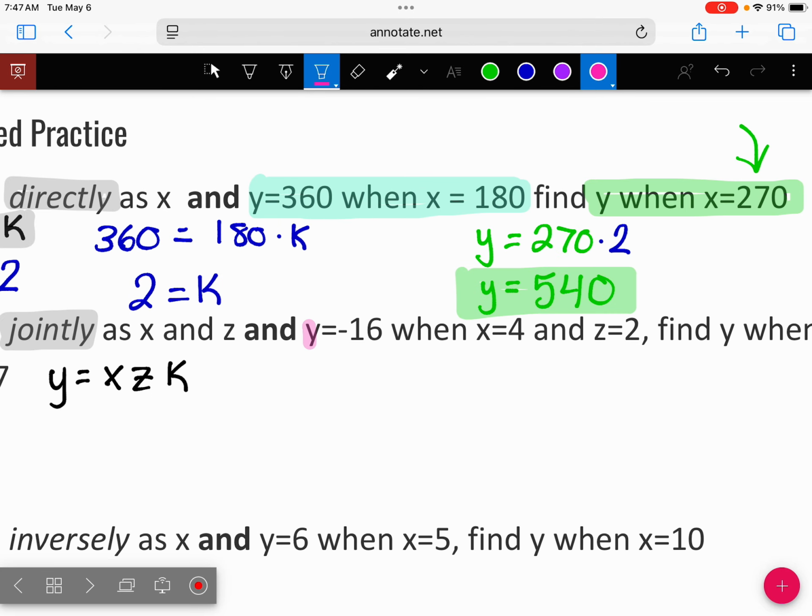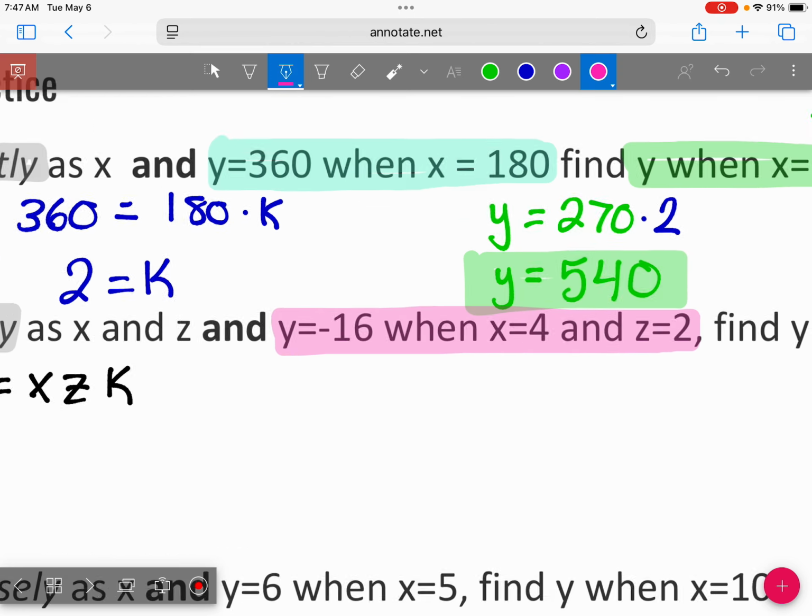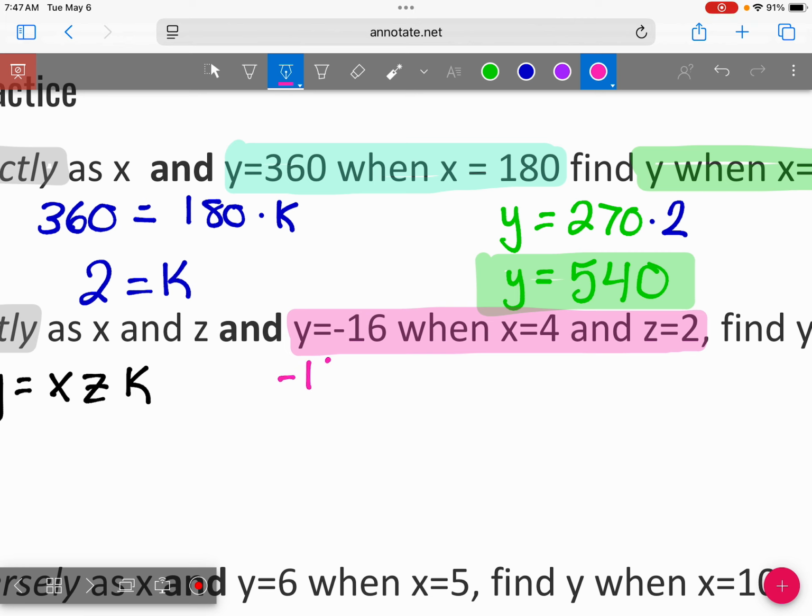So they've given us our example here of y equals negative 16 when x is 4 and z is 2. So they're giving us our example piece here. We know that y is negative 16 and x is going to be 4. I'm going to do this one in parentheses just since we have so many pieces. Our z is 2. And it's still times that some number. We don't know what that number is yet. That's what we're using the example to find.